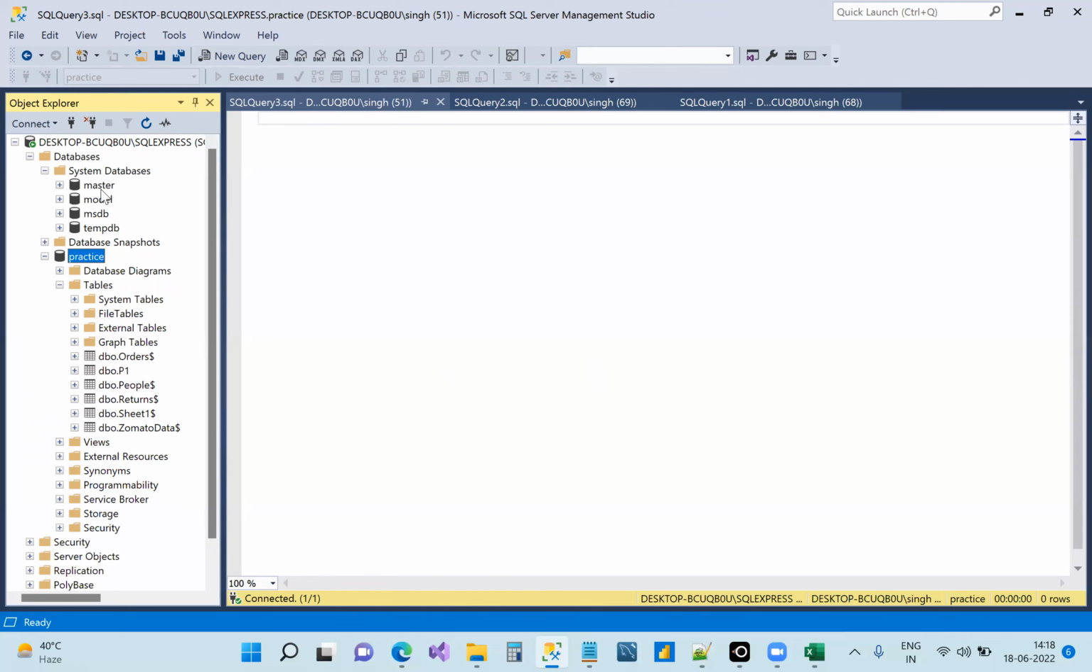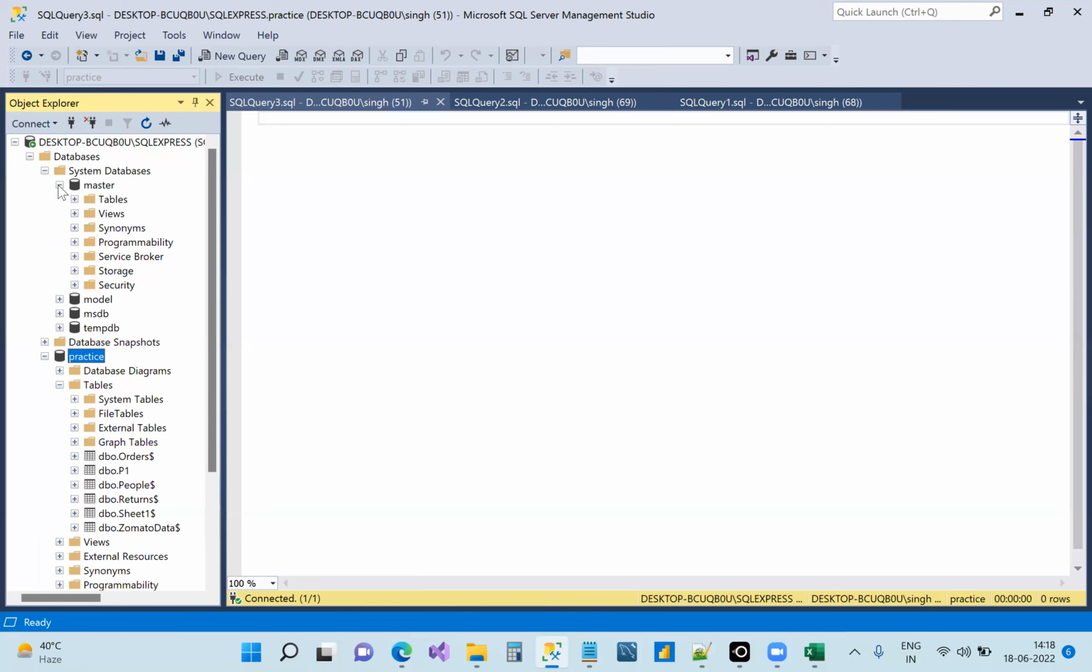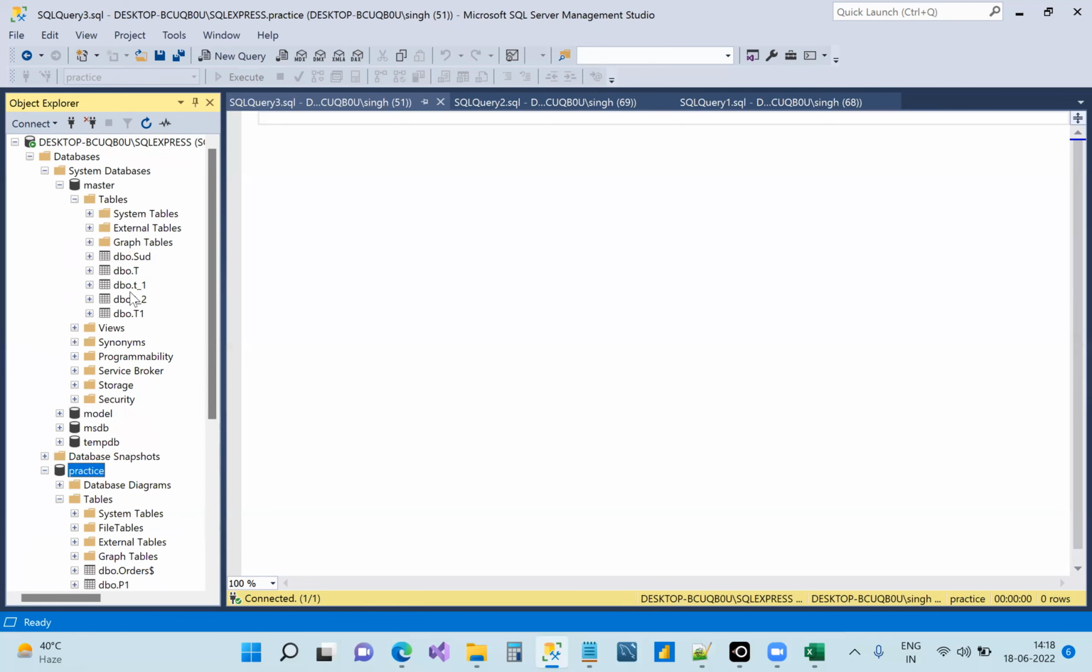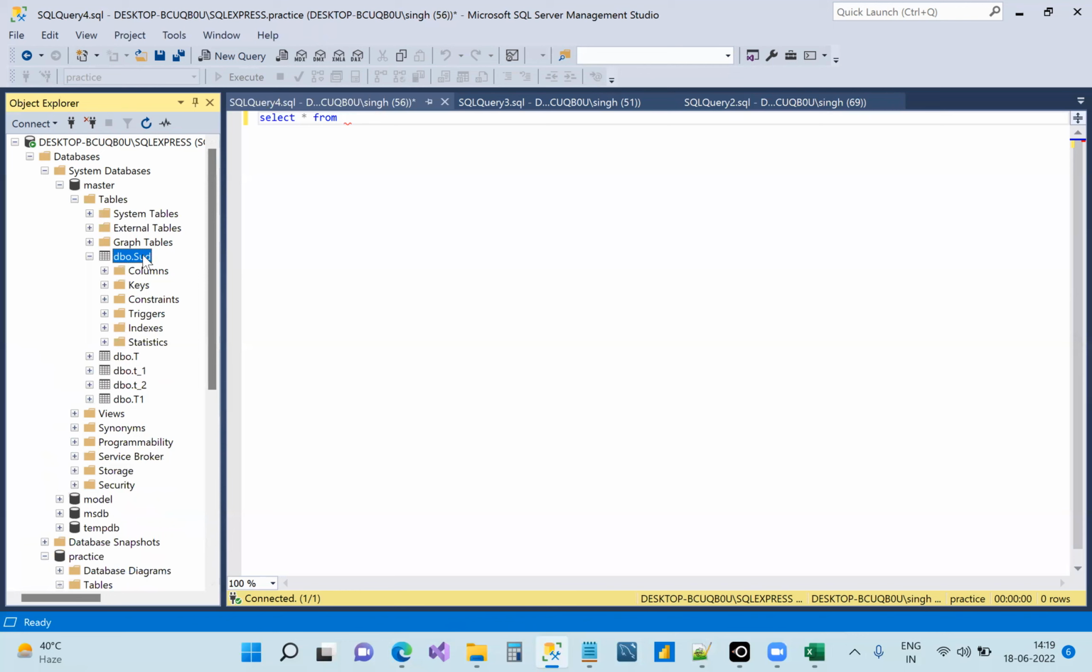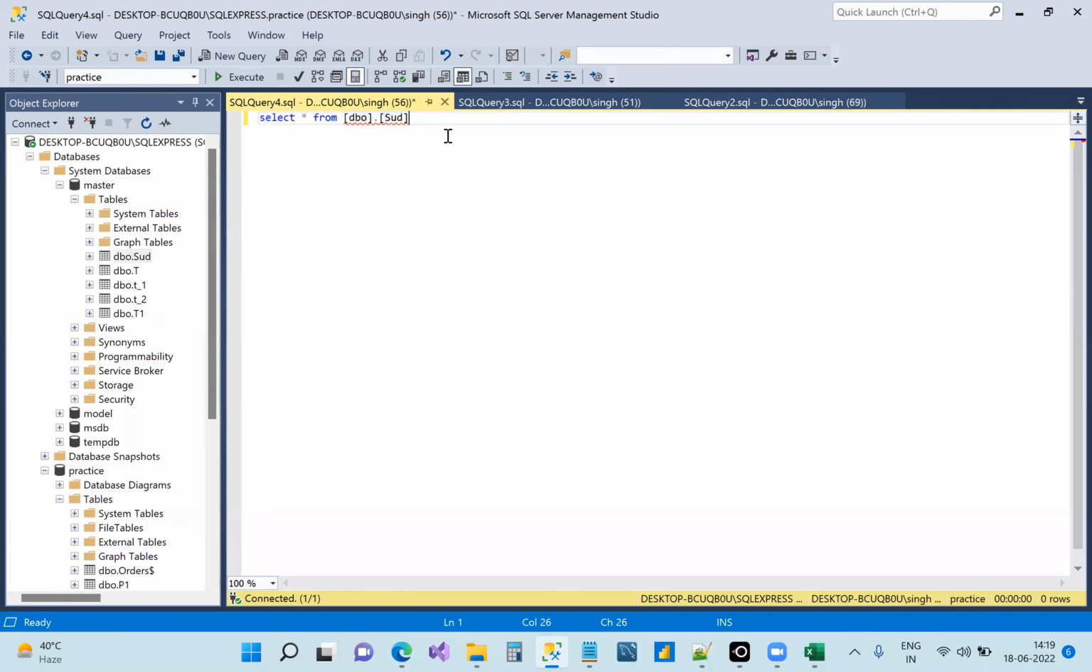If I want to work on some table that is in the master database, I'll have to expand the master database, and over there expand Tables. Suppose I want to work with these dbo tables. I cannot do that if it says practice over here. Suppose I want to pull data from here. Right now, you all are not aware of any query. Don't worry, I'm just trying to give you one explanation. From, suppose I take dbo. Okay, right now, suppose I run.